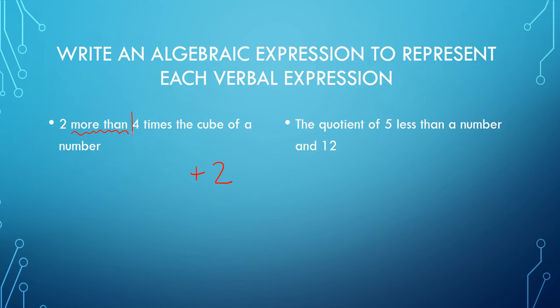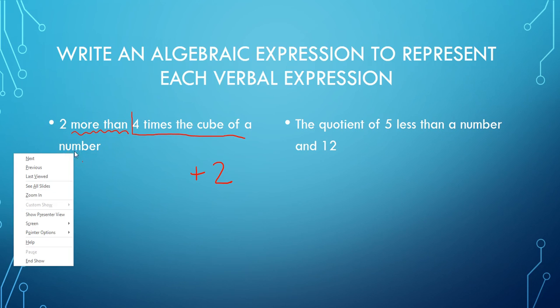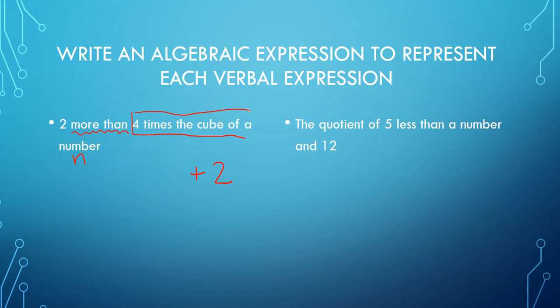Then we have 4 times the cube of a number. Now we don't know what number, so let's use the letter n to represent that. So 4 times the cube of n. Well, cube means exponent of 3, so it would be n to the 3rd power. Since we want 4 times that, we would need a 4 in the front. You can put the dot for multiplication, but remember when they're right next to each other, that also means multiplication. So we have 2 more than 4 times n cubed. That looks good. Now I want you to try this one here.